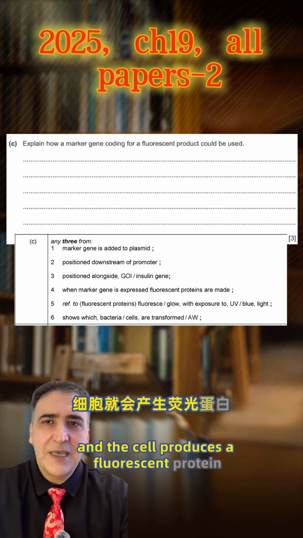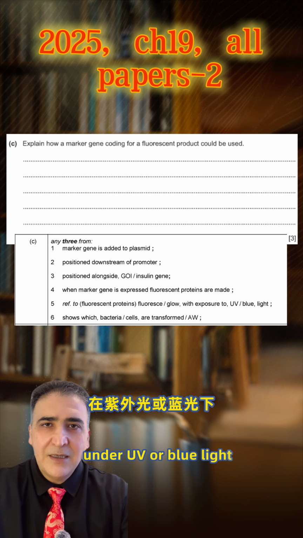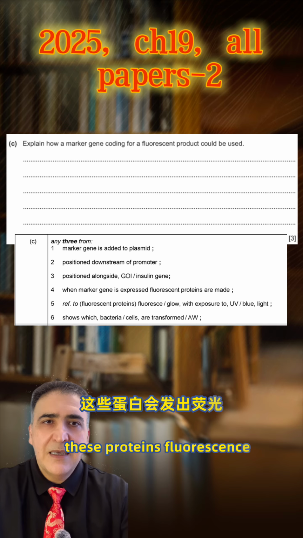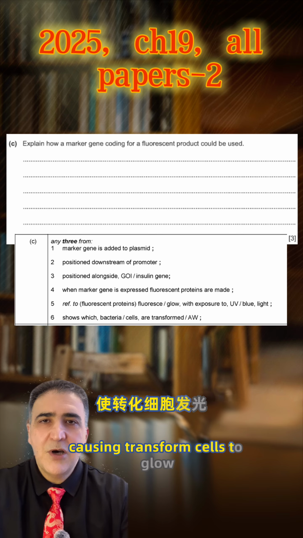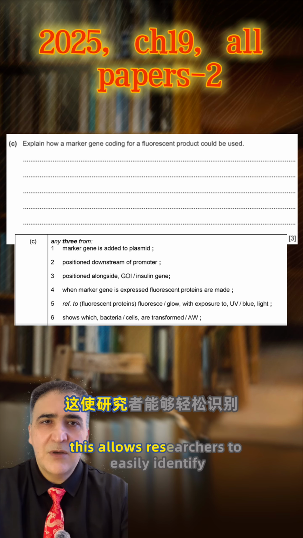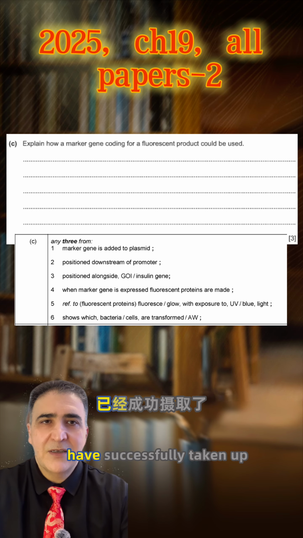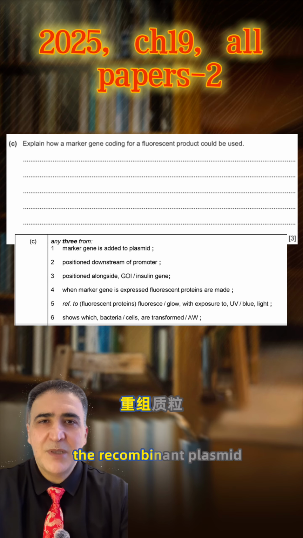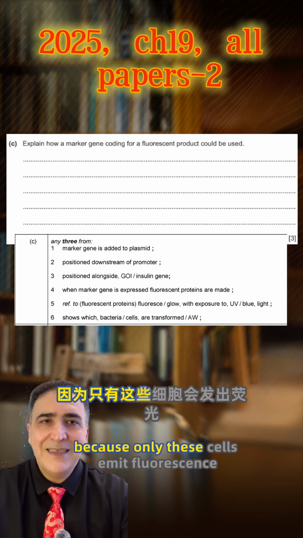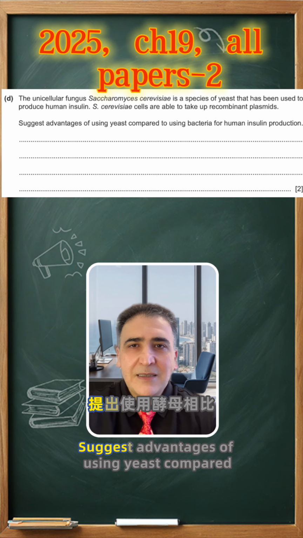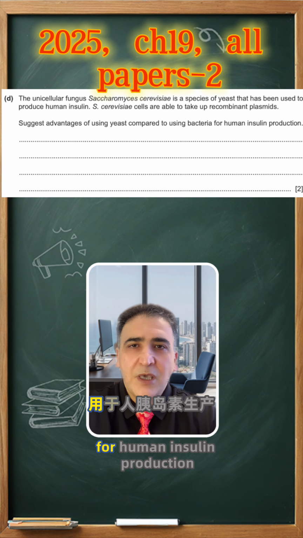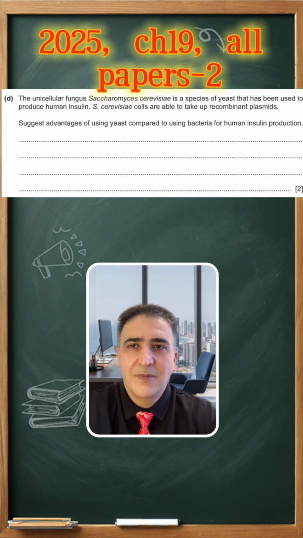produces a fluorescent protein. Under UV or blue light, these proteins fluoresce, causing transformed cells to glow. This allows researchers to easily identify which bacterial colonies have successfully taken up the recombinant plasmid because only these cells emit fluorescence. Section D. Suggest advantages of using yeast compared to using bacteria for human insulin production.